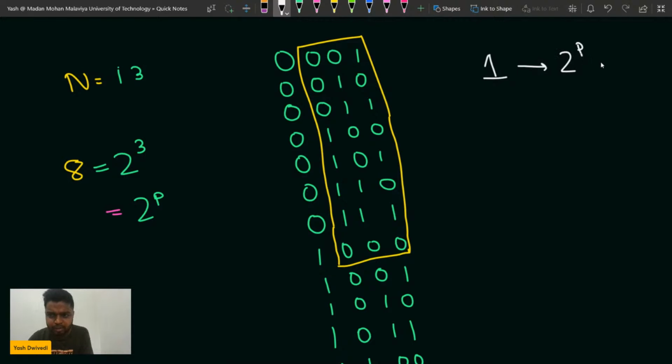I'm having 2 to the power p divided by 2, right? That is nothing but 8 divided by 2, that is 4. So the closest power of 2 divided by 2, that many bits I'm having set. So for p number of positions, how many bits are set? 2 to the power p divided by 2 into p.